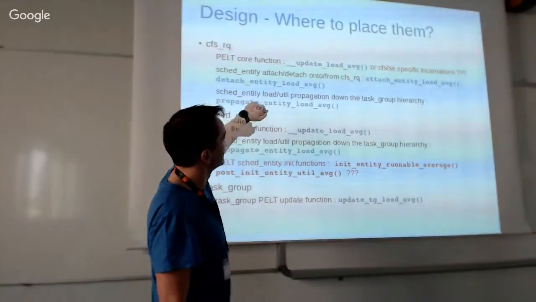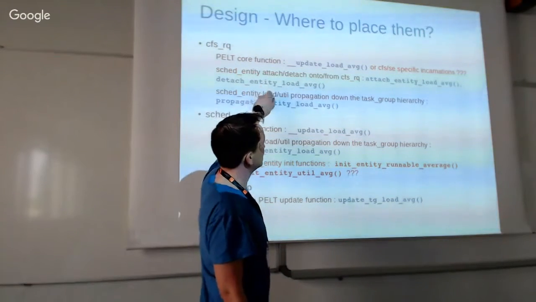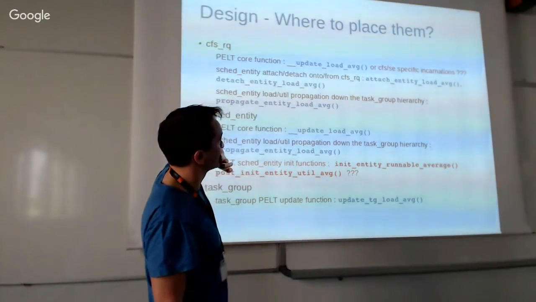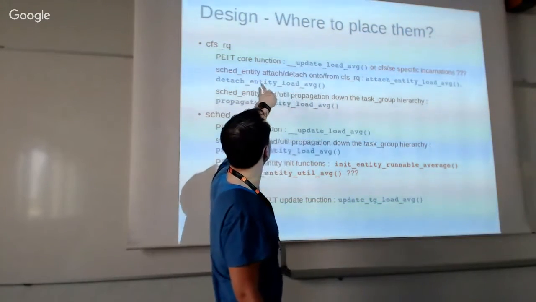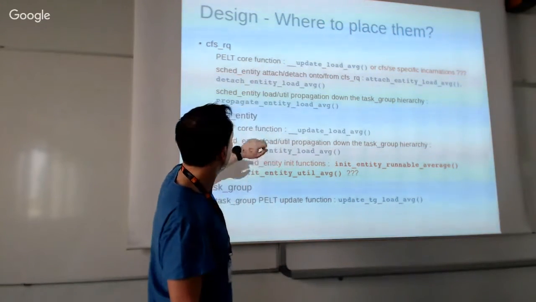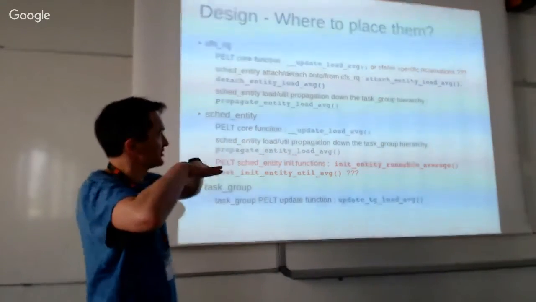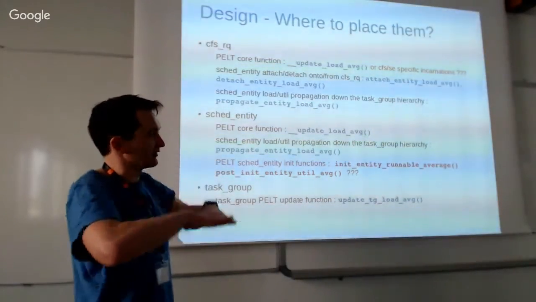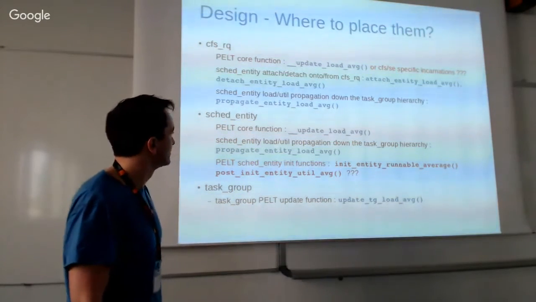For CFS run queues, we can add or delete a certain task or sched entity; for task groups, when we attach or detach the entity. So I have to put probes in there, and then in the new stuff where we propagate load or utilization down the task group hierarchy towards the root task group.